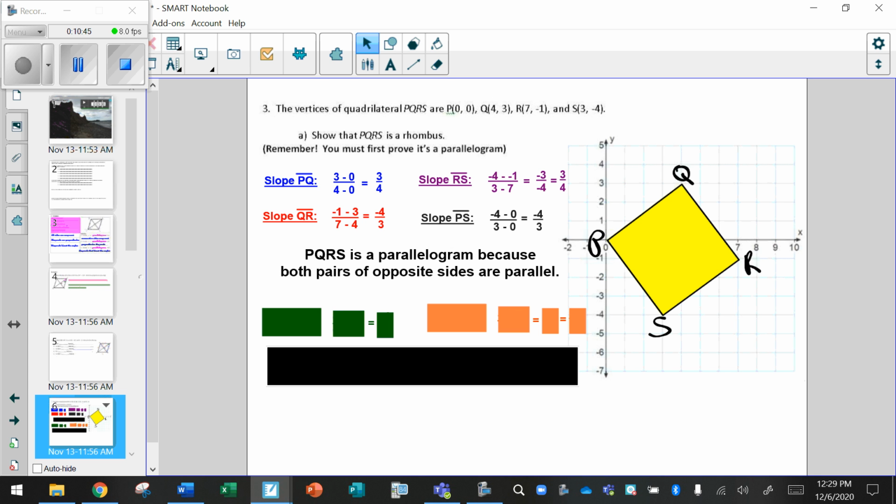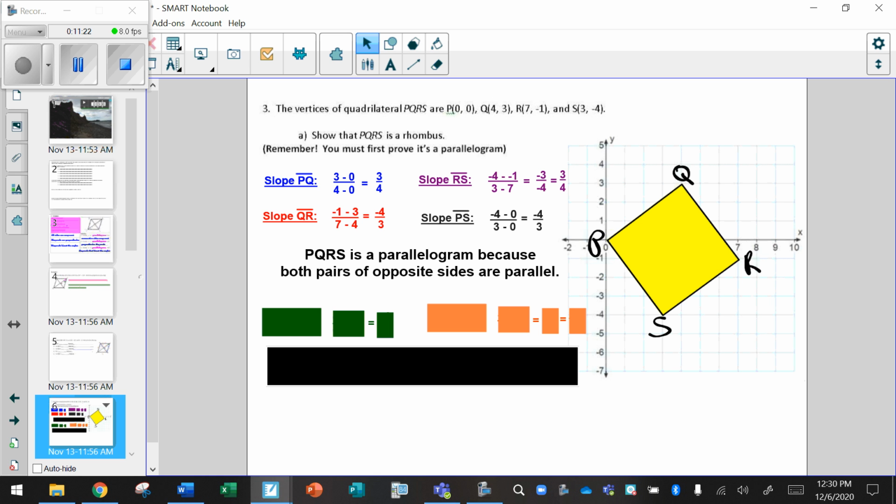Now, in order to prove this is a rhombus, I need to prove it is a parallelogram with option 1, perpendicular diagonals, or option 2, consecutive congruent sides. So you don't need to show all four sides are equal. You just need a pair of consecutive sides. That means two sides next to each other. We already know, because it's a parallelogram, that both pairs of opposite sides are congruent. So if I also prove that consecutive sides are congruent, that means all sides are congruent. So you just need to pick two sides next to each other if you're choosing to do distance.